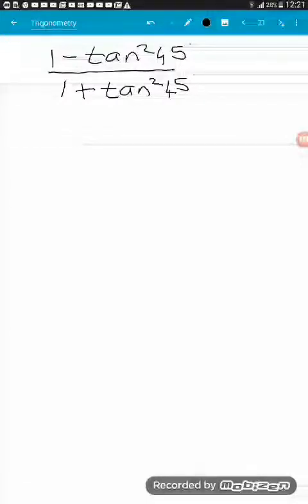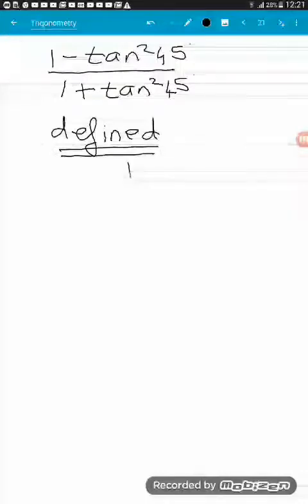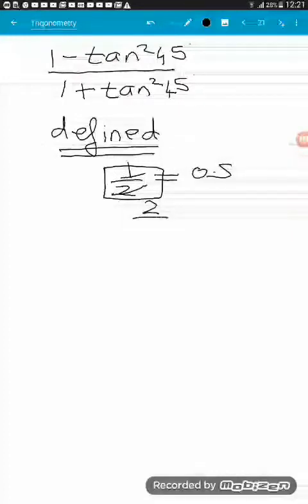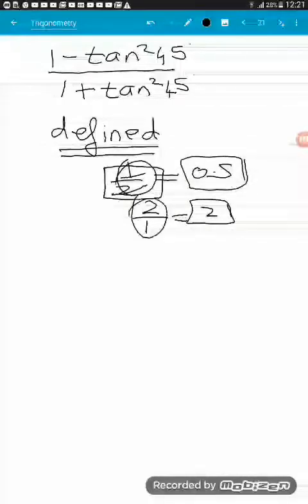Let me explain the difference between defined and not defined. Defined, for example 1 by 2, is defined because 1 divided by 2 becomes 0.5, or 2 by 1 is defined because 2 is the answer. So because of the numerator and denominator, we know that.